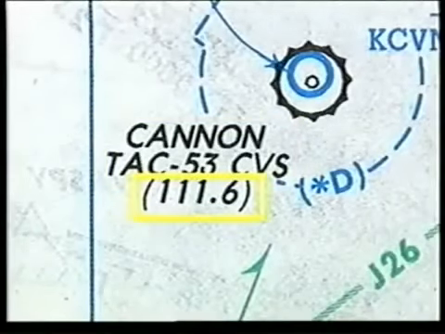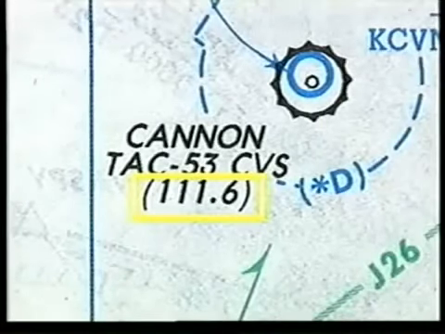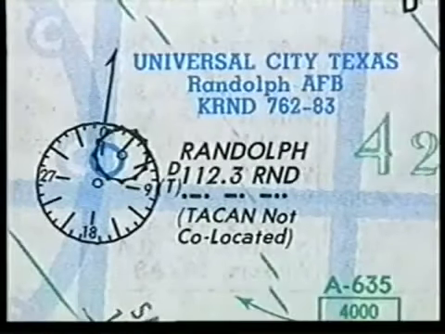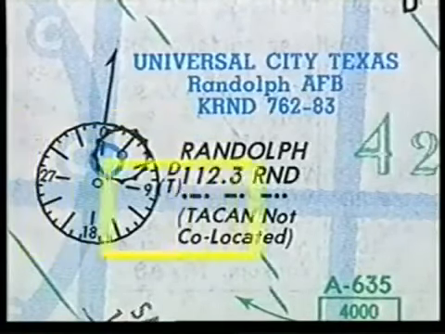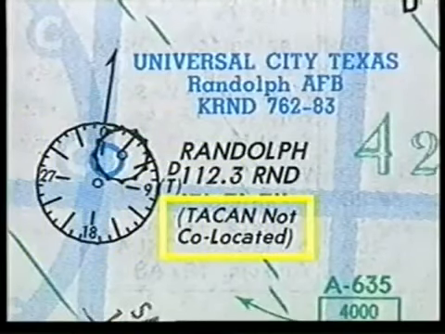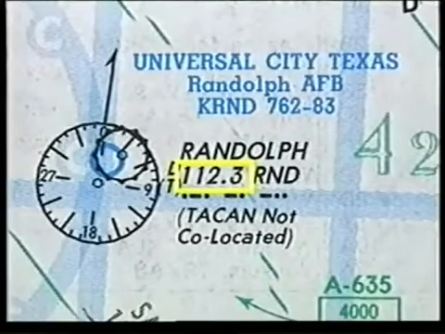The frequency of 111.6, shown in parentheses below the TACAN channel, provides civilian reception of distance information. The NavAids at Randolph Air Force Base show a similar situation. Although the VOR and TACAN appear to be co-located, they are actually separate NavAids as shown by the notation. The VOR frequency of 112.3 will not provide distance information.